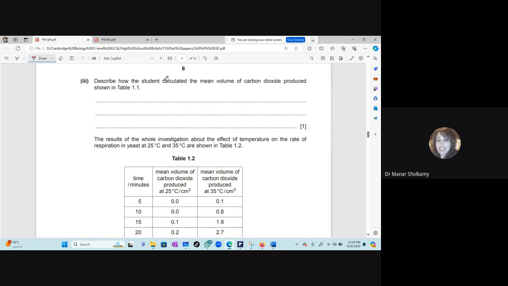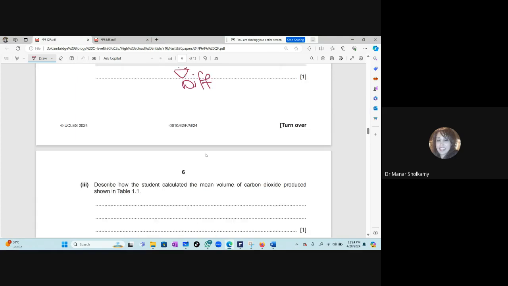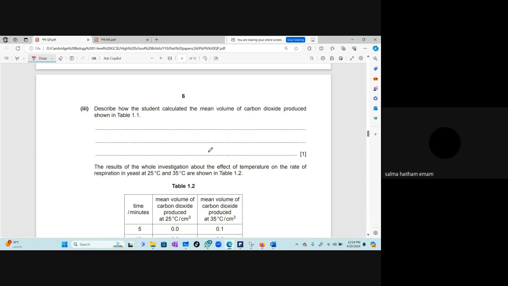Describe how the student calculated the average. When you calculate the average, do you include or remove the anomalous results? Remove. Remove the anomalous result. Of course, Selma, you wanted to tell me I'm going to add the sum and I will divide over the total. Yes, this is not the answer, my dear.